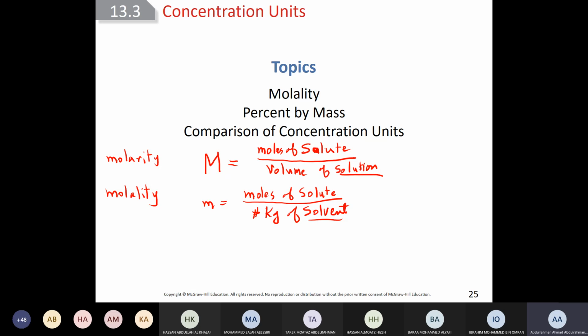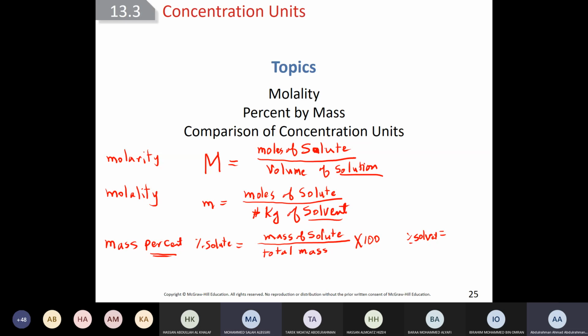Okay. Now, also we have what's called mass percent. If I say mass percent of solute, what does this equal to? Mass of solute divided by total mass. And then we say percent. What does that mean? Multiply by 100. Exactly. How about if I say percent solvent? Mass of solvent divided by total mass times 100. Very good.